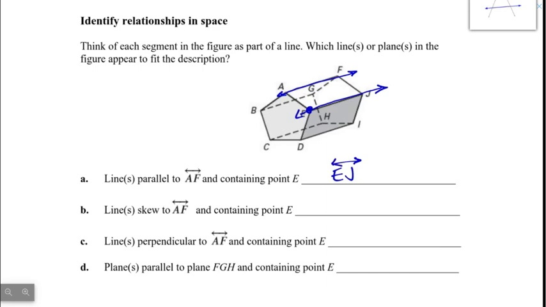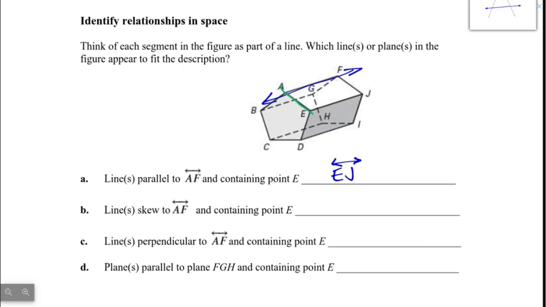If we were to look at, let's say, AE or ED, you're going to see that those are either going to be intersecting line AF, or in the case of ED, would actually be skew to line AF. All right, next up, looking for lines that are skew to AF. Well, we just talked about that. So we have AF here. We know that it's not going to intersect and is not going to lie in the same plane.